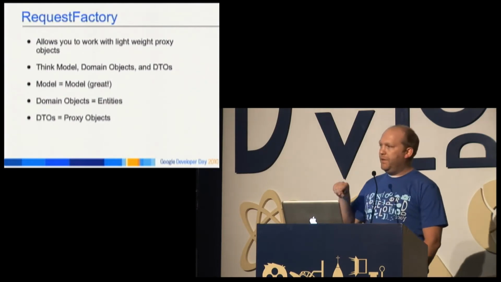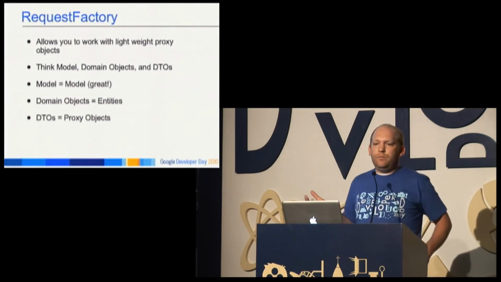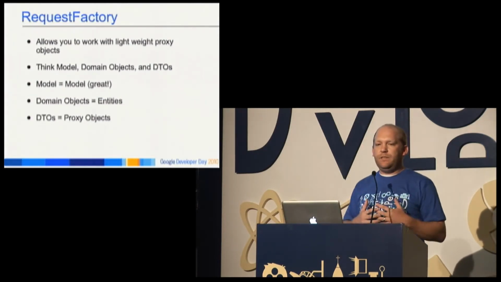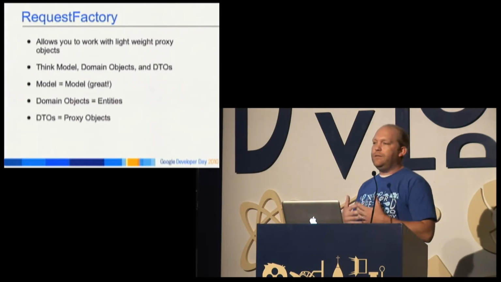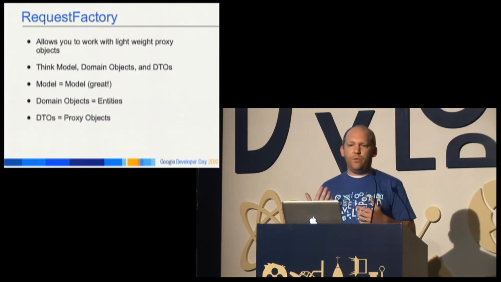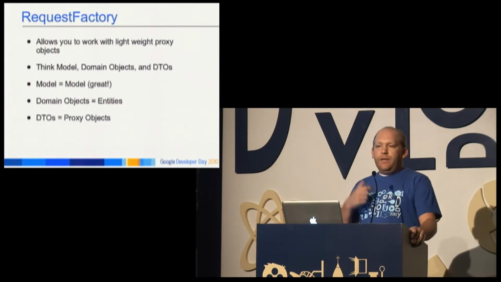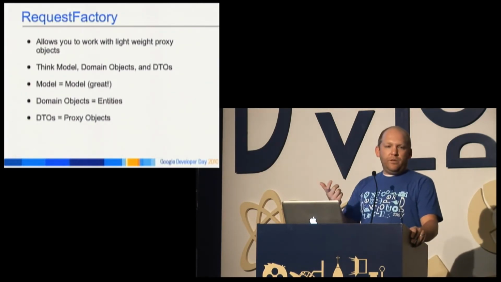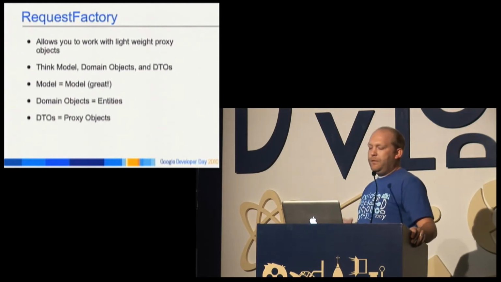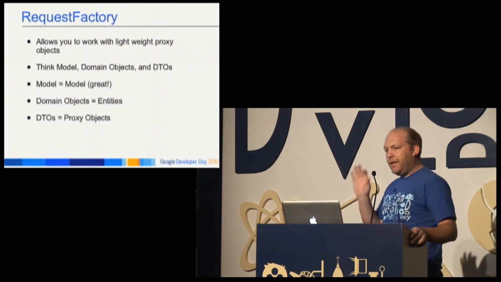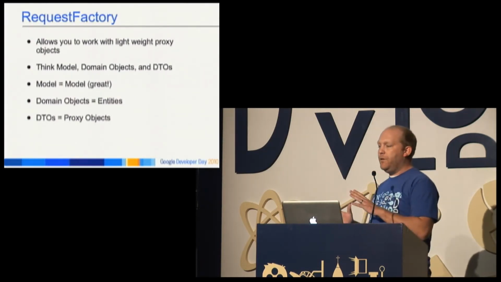And going back to the previous analogy, the model, that's just the model. So no matter if you're using MVP or MVC, your model is your model. It's your data. It's how you describe the things that are being passed back and forth in your application. Your domain objects are your entities. That would be like the employee or the expense or the report that I was talking about this morning. And then DTOs are just proxy objects, the lightweight ones. The idea there is this, the takeaway.